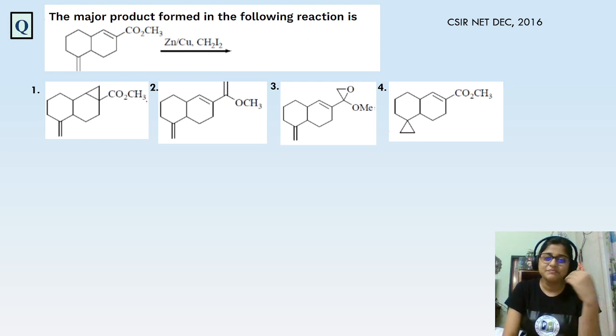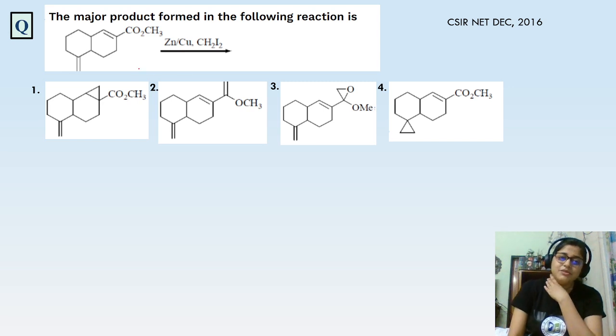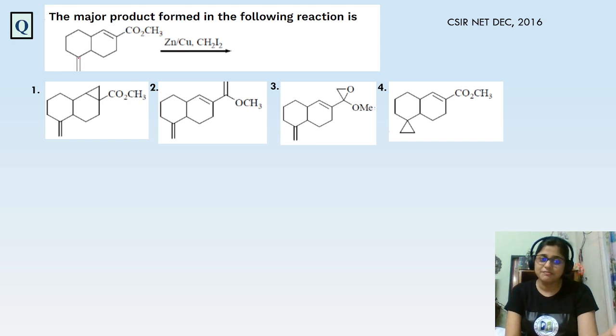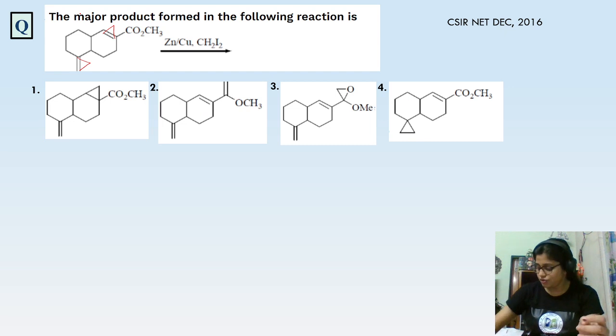But what twist is there? What are you doing on your pen and paper? Did you draw like this, both cyclopropane? But in this question, if you see, no option has this kind of structure, where both double bonds attack and form cyclopropane. That is not the case here. So we have to again go to the stereoselectivity.